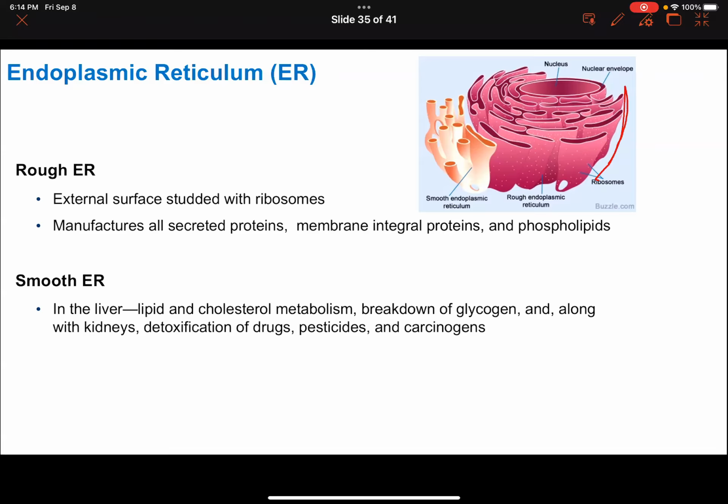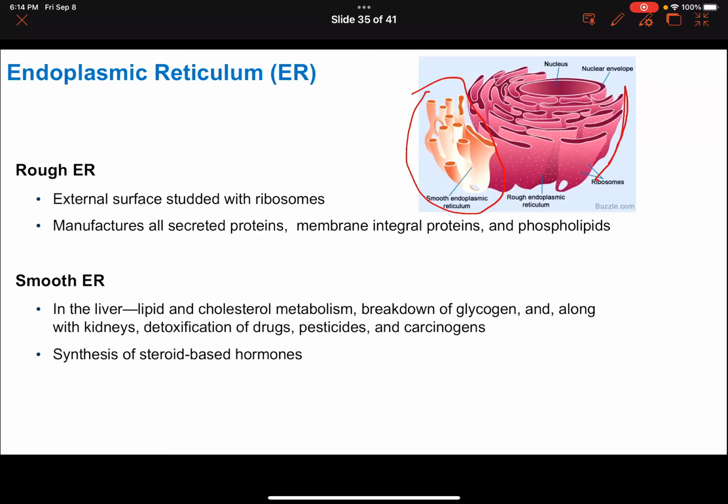The smooth ER, which is pictured here next to the rough ER, does not have any ribosomes on the external surface, hence it's called smooth. And depending on what cell you're in, it may have different jobs. In the liver, it is involved with lipid and cholesterol metabolism, breaking those down and using them for energy production. They are also involved in breaking down glycogen, and in the liver and in the kidneys, the smooth ER helps detoxify drugs, pesticides, and carcinogens.